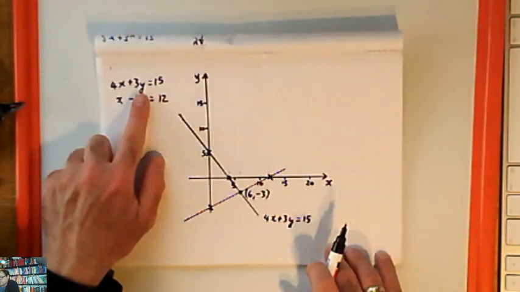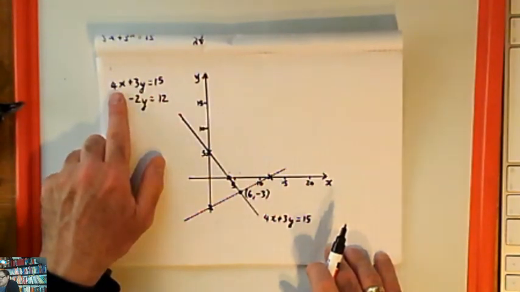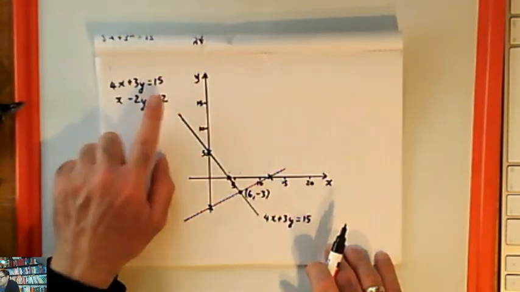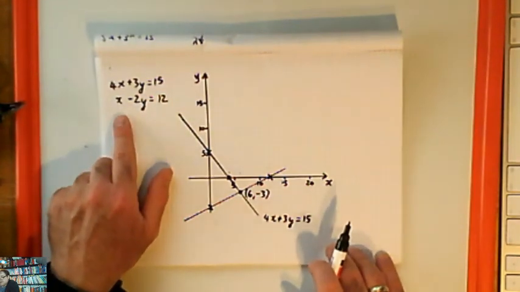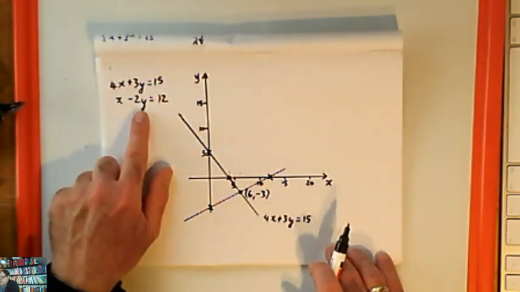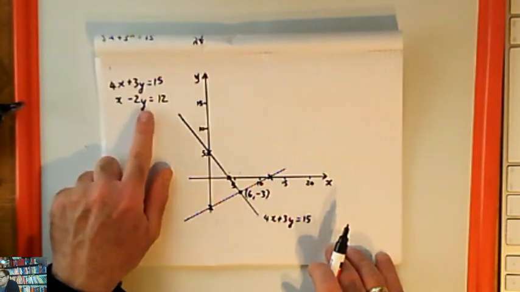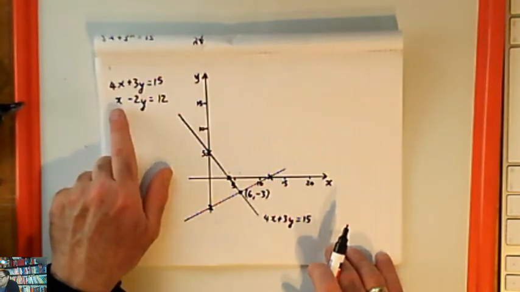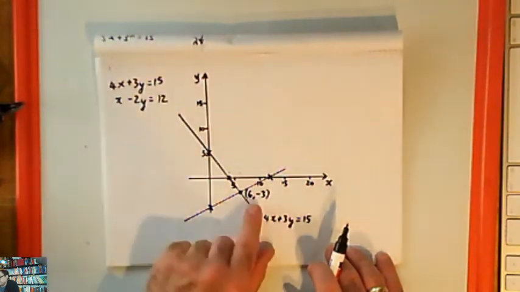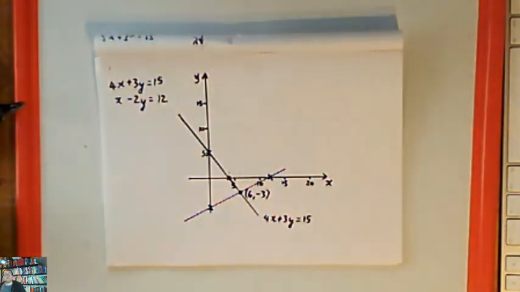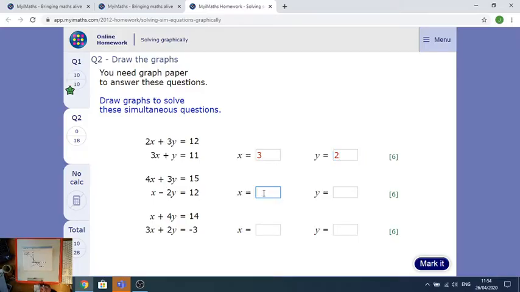So 4x plus 3y would be 24 minus 9, which is 15, so that's good. And x minus 2y would be 6 minus minus 6, which is the same as 6 plus 6, which would be 12. So that is right, 6 and minus 3 do work, so we can confidently fill that in on the iMaths. So I'll just fill in 6 and minus 3 on there, and then go on to the next question.